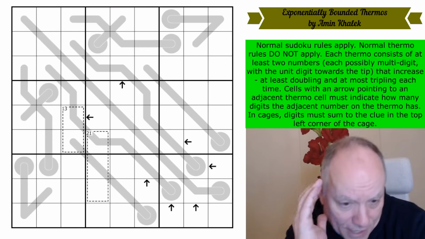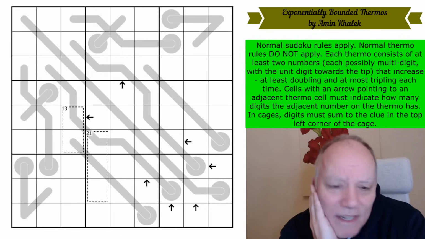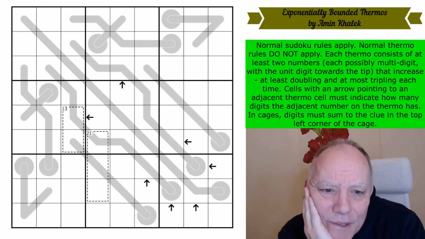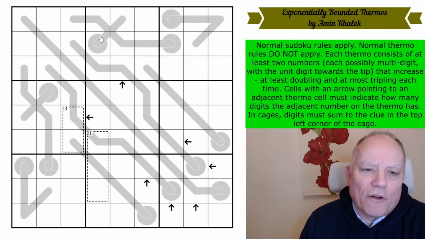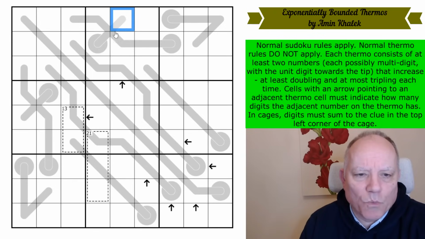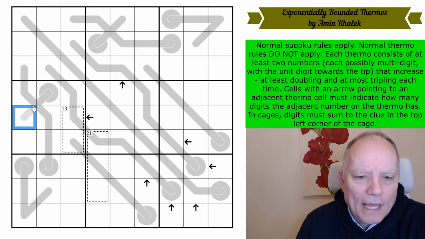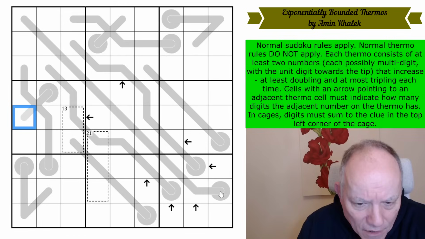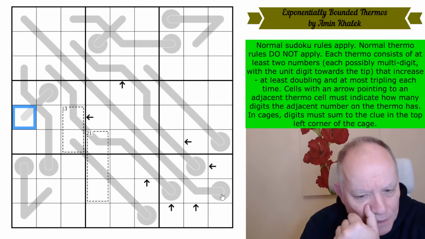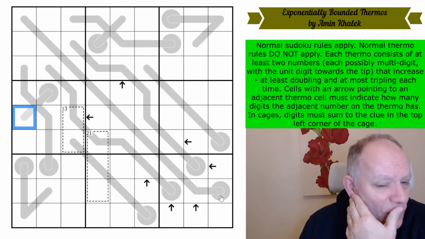I mean, how do you begin this nonsense? I don't know. The 2-cell thermos, each thermo consists of at least 2 numbers. So that's a 1-digit number and another 1-digit number. Yeah, I suppose we've got to consider what the possible breakdowns of these thermos are.